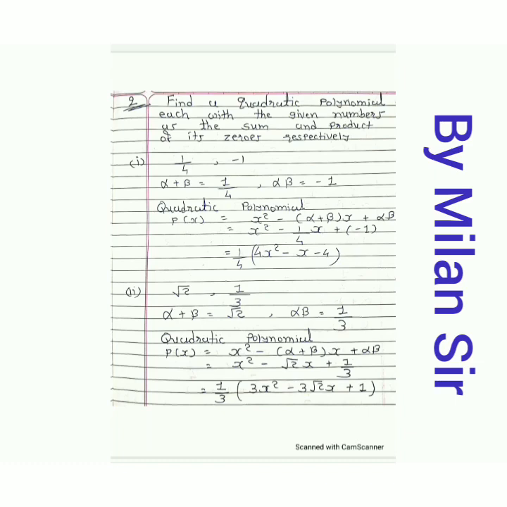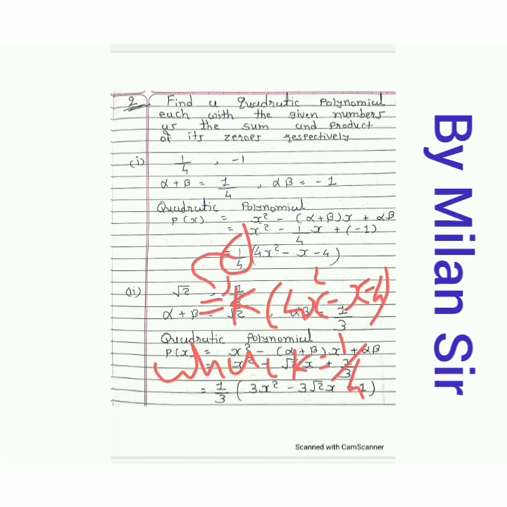One more step you can also write like this: k(4x square minus x minus 4), where k equals 1 by 4, which is a constant. 1 by 4 is constant, so in its place we can give one more constant k. So we can also write this step.